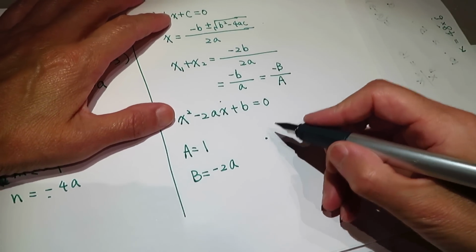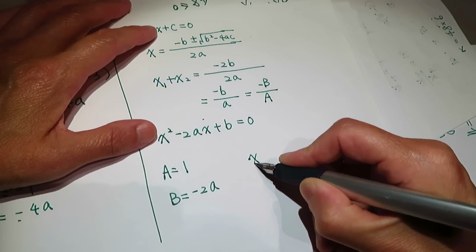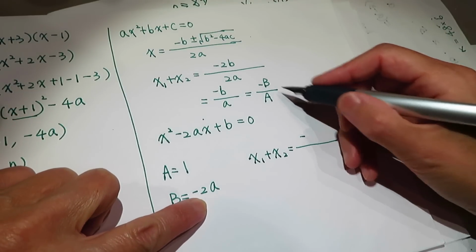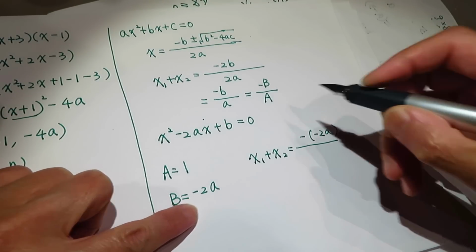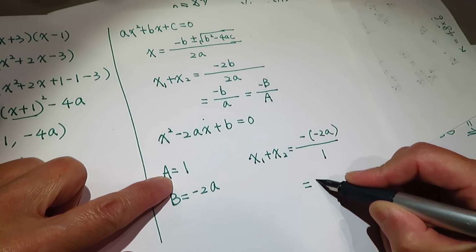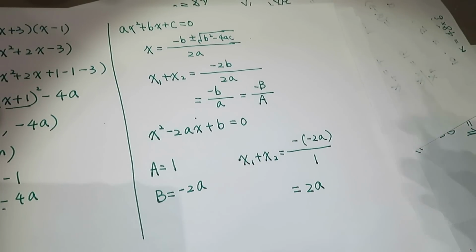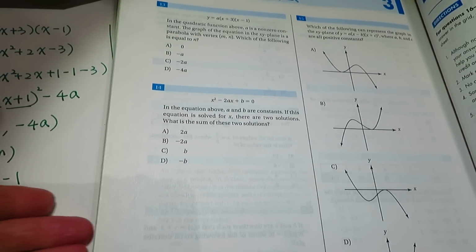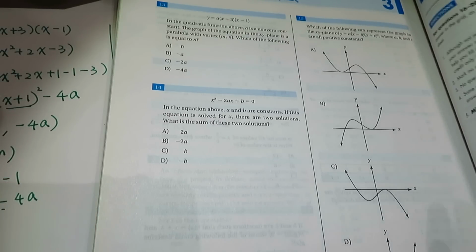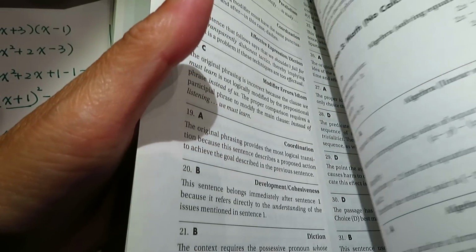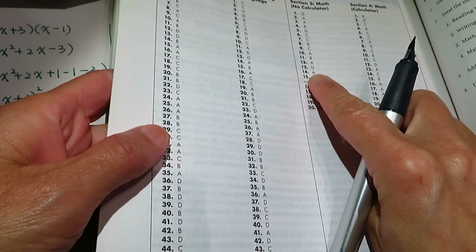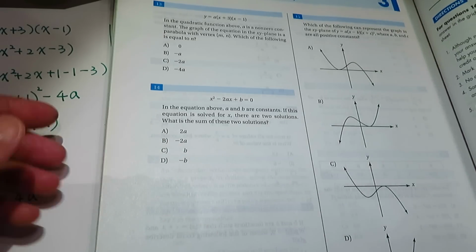So we will need to do the roots. x1 plus x2 equals negative B. Negative B is negative negative 2a, and A is 1, so it is positive 2a. Let's see, the answer is A. This is number 14. I think I made it correct. I am always so eager to get the answer. So number 14 is A. Yes, we are right. Number 14 is A.